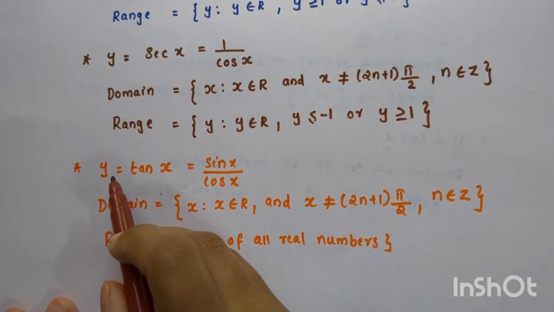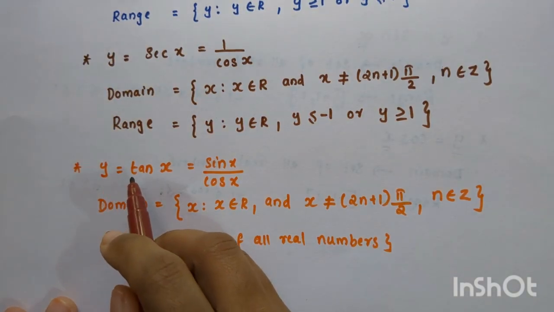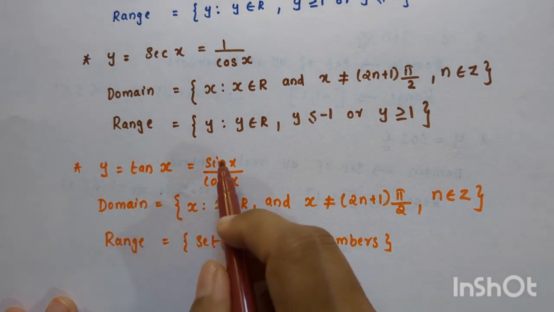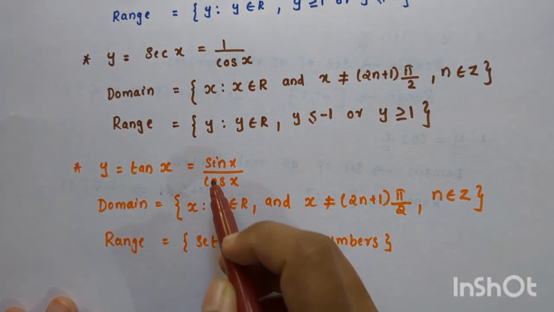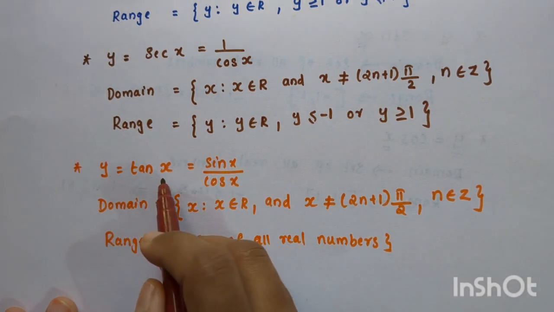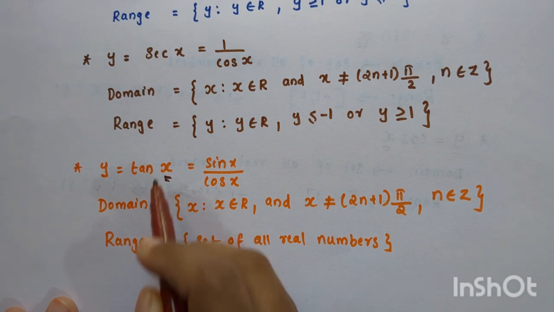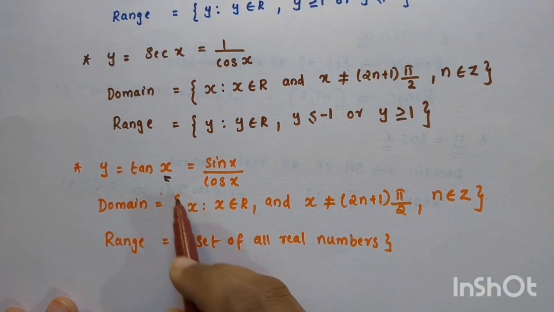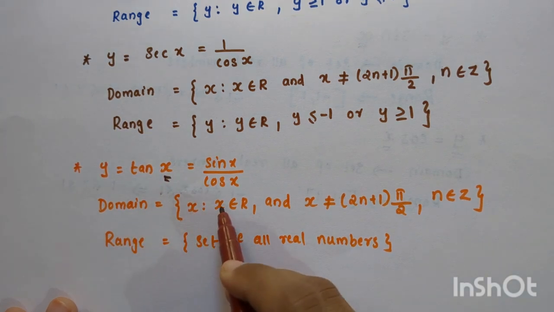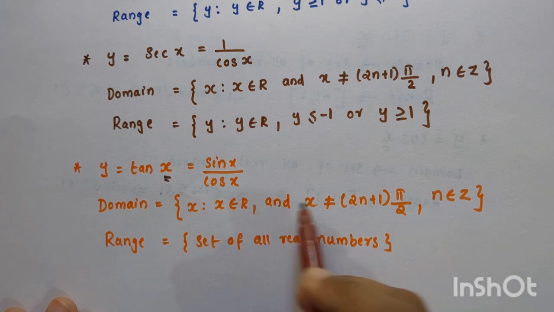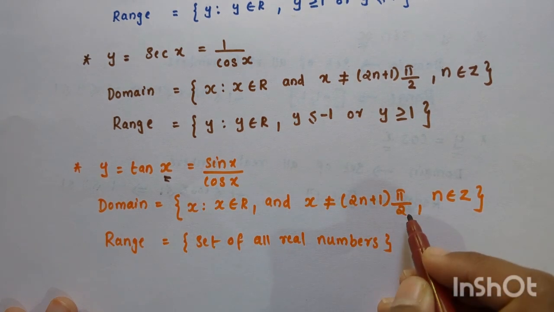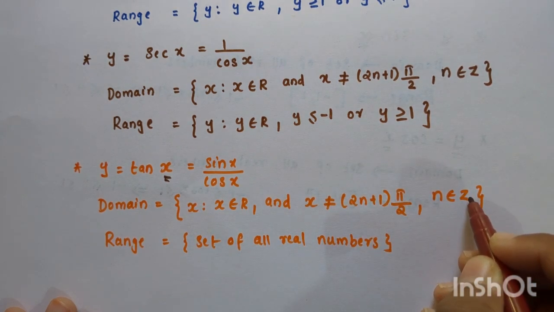Now if you consider the other trigonometric function y is equal to tan x, which is actually sin x by cos x. So the domain of this function, that is the set of x, is the set of all x such that x belongs to the real number set and x should not be equal to (2n plus 1) into pi by 2, where n belongs to the set of integers.